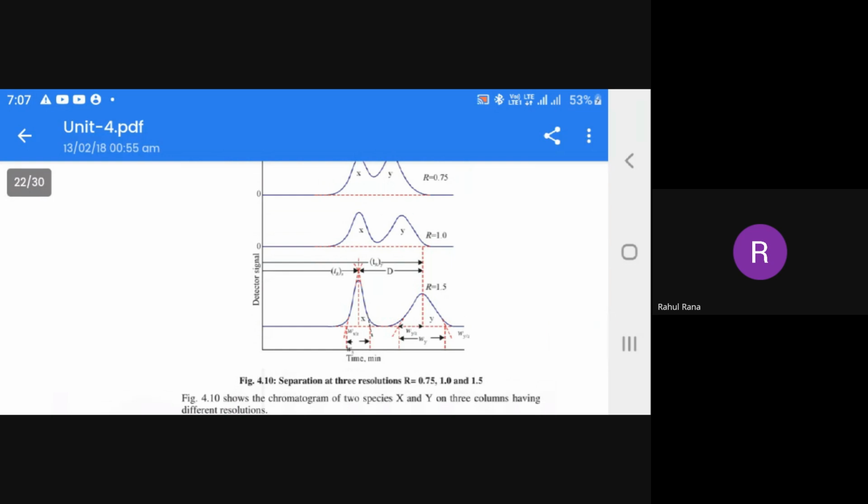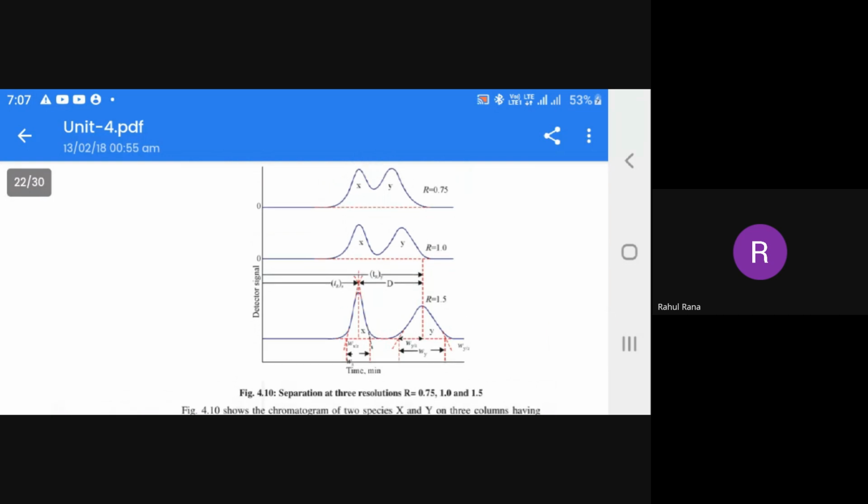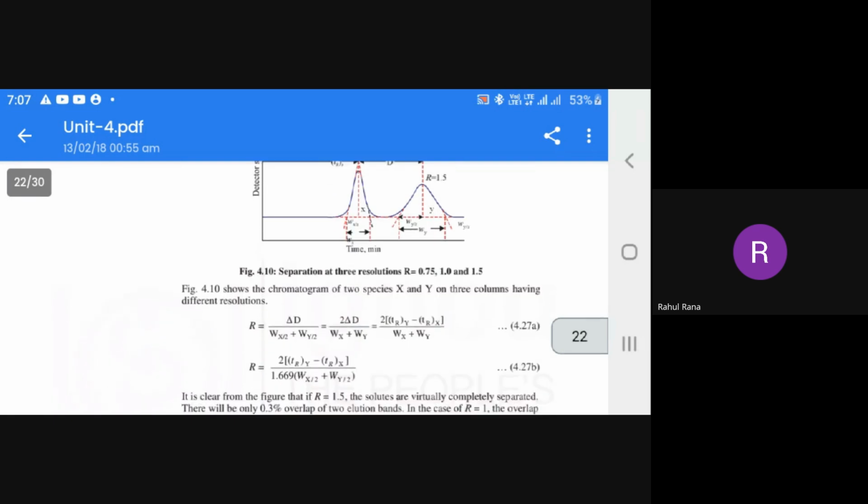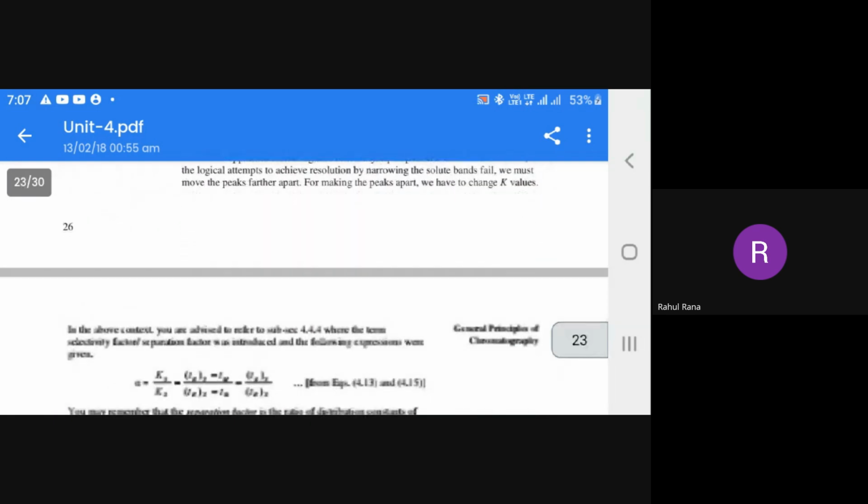The first one is your liquid chromatography, the simplest one with liquid as the mobile phase. So it is based upon the partition between the liquid supported on an inert support and the other liquid acting as a mobile phase. This is also known as liquid-liquid partition chromatography.